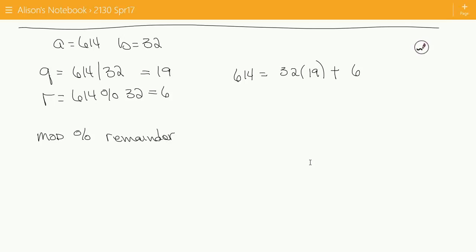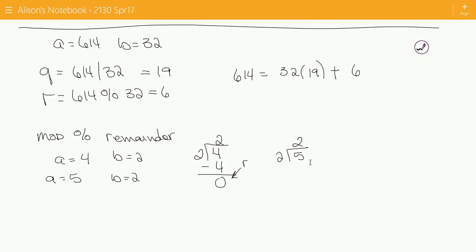So if I had an a value of 4 and a b value of 2, that means I would take my a value and divide it by my b value, and 2 goes into 4 2 times, and 2 times 2 is 4. If I subtract that, that gives me 0, which means here my remainder is 0. But let's say that I had an a value of 5 and a b value of 2. This time I'm going to take 5 and divide it by 2. Well, 2 goes into 5 2 times. 2 times 2 is 4. If I subtract that, that gives me 1. This means that what is left over is my remainder of 1.